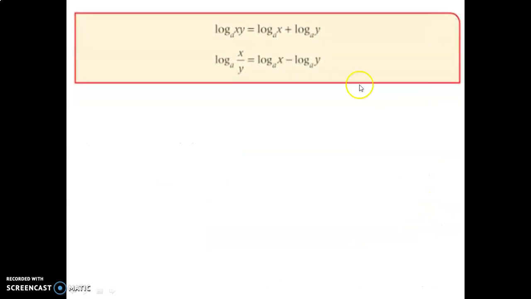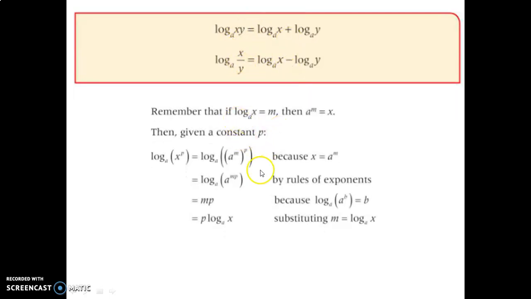All right, so next, a recap. There are the two rules we've looked at, the quotient rule here and the product rule here. And now let's look at a little bit more of a proof.